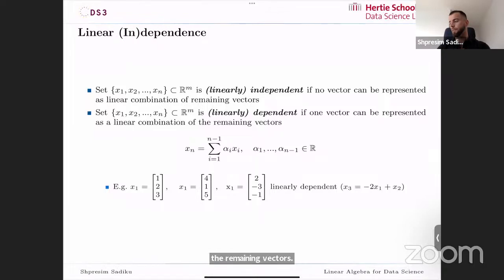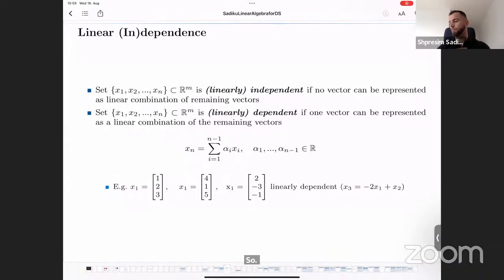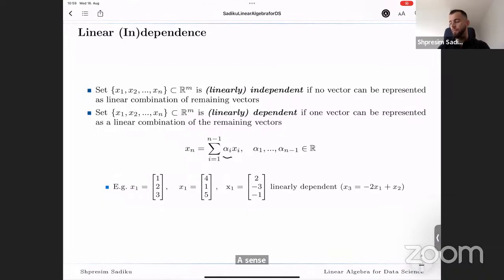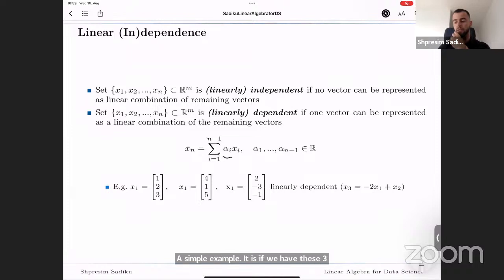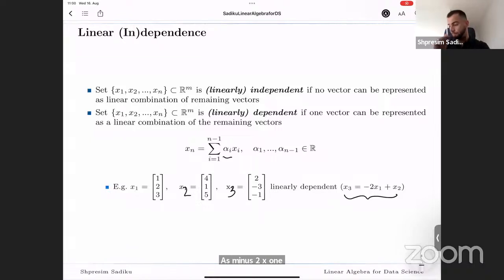So in a sense, there exist coefficients alpha_i in R such that we can represent xn as the linear combination of vectors xi. A simple example is if we have these three vectors: x1, which is simply (1, 2, 3), x2, which is (4, 1, 5), and x3, which is (2, -3, -1). They are linearly dependent because we can see that x3 can be expressed as -2 x1 plus x2. So in this case, alpha 1 is -2 and alpha 2 is simply 1.